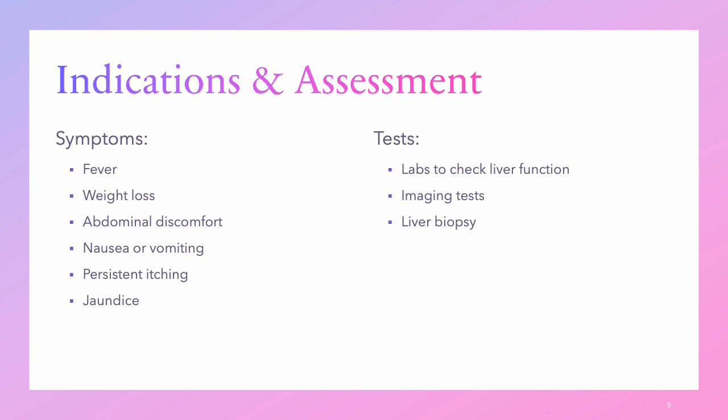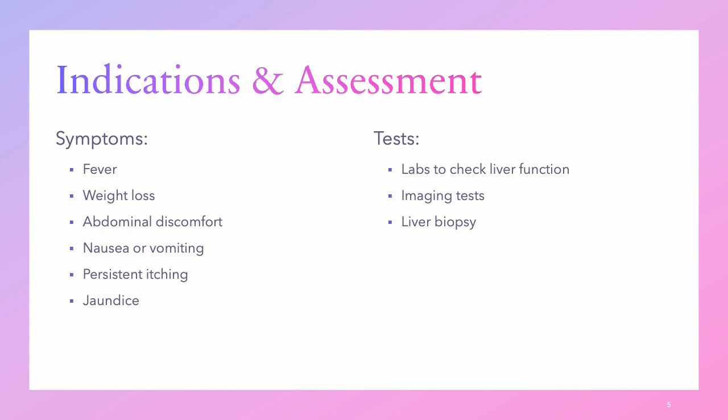Here are some indicators and tests pertaining to hepatocellular carcinoma. Starting with symptoms associated with this disease, some signs may be fever, weight loss, abdominal discomfort, nausea or vomiting, persistent itching, and jaundice. Jaundice is where the skin turns yellow and the eyes turn white. Experiencing these symptoms for more than 2 weeks could indicate hepatocellular carcinoma, and you should contact a gastroenterologist.